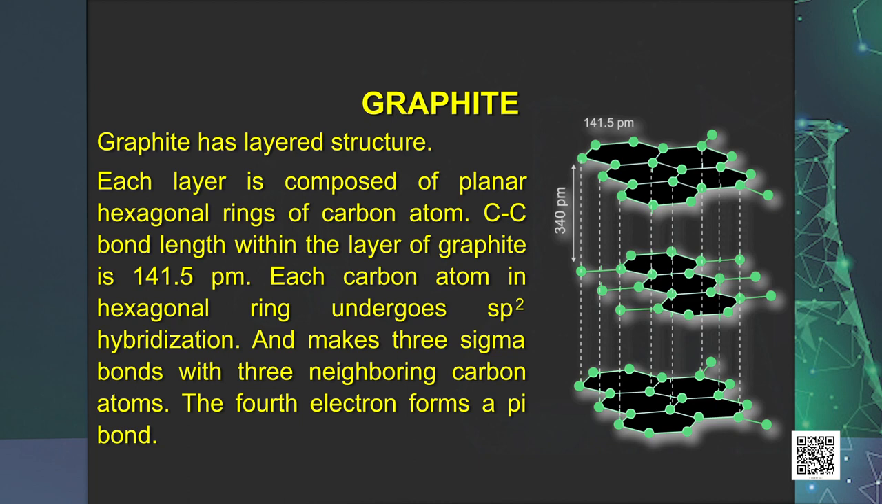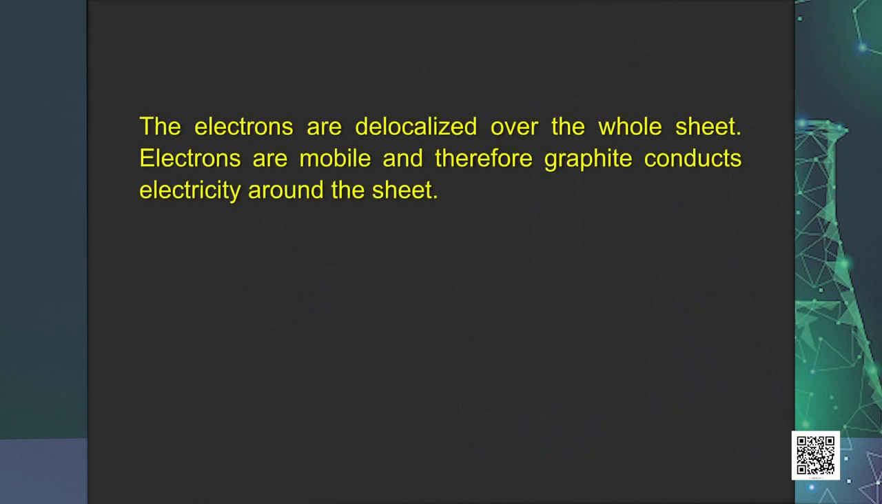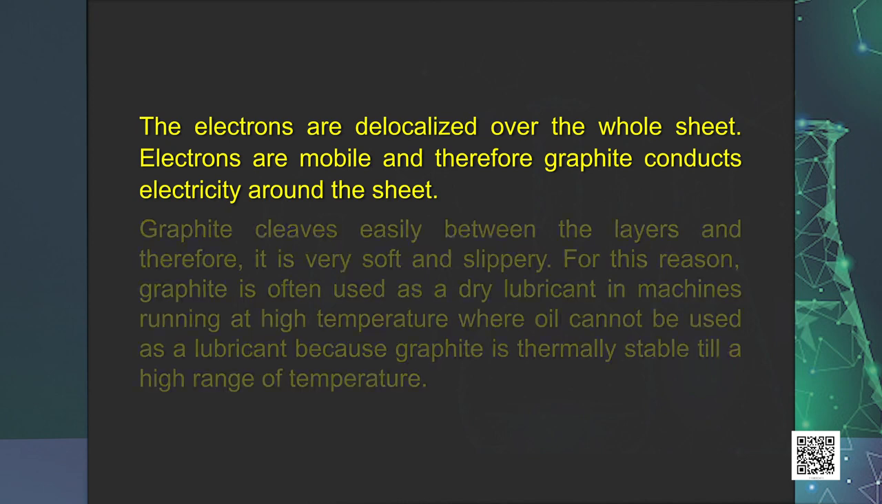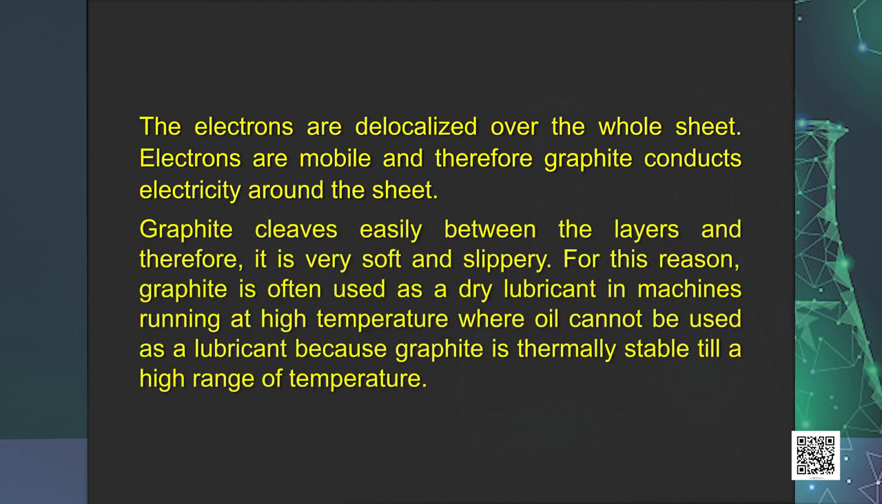Each carbon atom in the hexagonal ring undergoes sp2 hybridization and makes 3 sigma bonds with 3 neighboring carbon atoms. The fourth electron forms a pi bond. The electrons are delocalized over the whole sheet. Electrons are mobile and therefore graphite conducts electricity along the sheet. Graphite cleaves easily between the layers and therefore it is very soft and slippery. For this reason, graphite is often used as a dry lubricant in machines running at high temperature, where oil cannot be used, because graphite is thermally stable up to a high range of temperature.